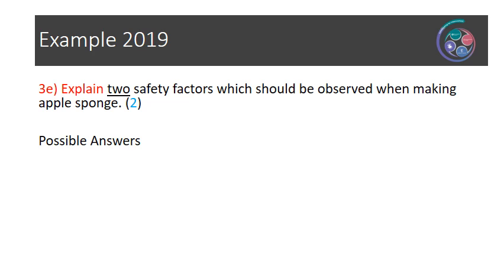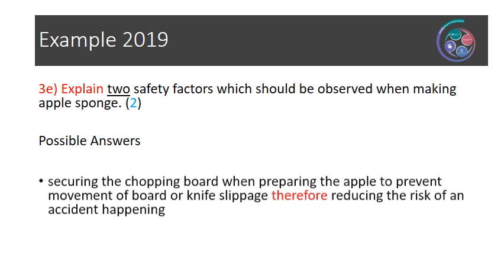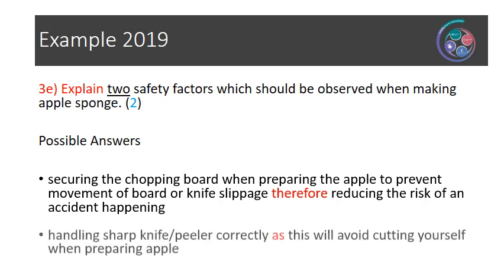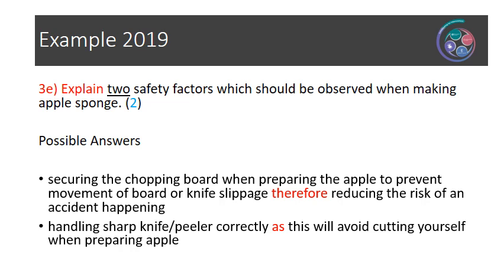Possible answers. Securing the chopping board when preparing the apple to prevent movement of board or knife slippage, therefore reducing the risk of an accident happening. Handling sharp knife or peeler correctly, as this will avoid cutting yourself when preparing the apple. Each of these is worth 1 mark. That would then access you your 2 marks for this question.